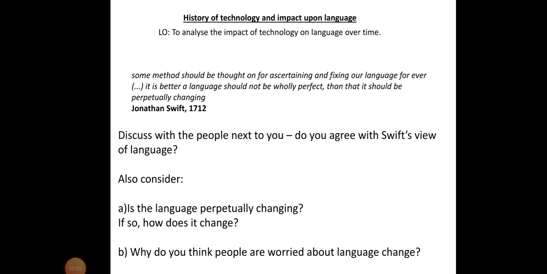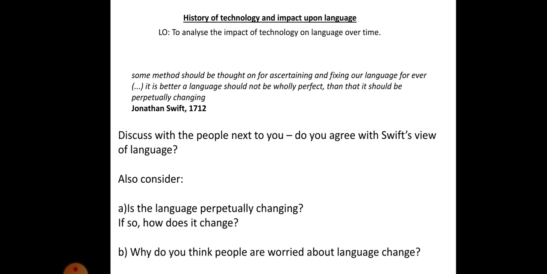So, in this one, we're going to look at the history of technology and the impact upon language. This is quite a useful one, not only for language and the media, but also for topical language, for any coursework that might relate to the impact that technology might have on our language. And also, it's a first real taste you have of language change, so looking at language changing over time.